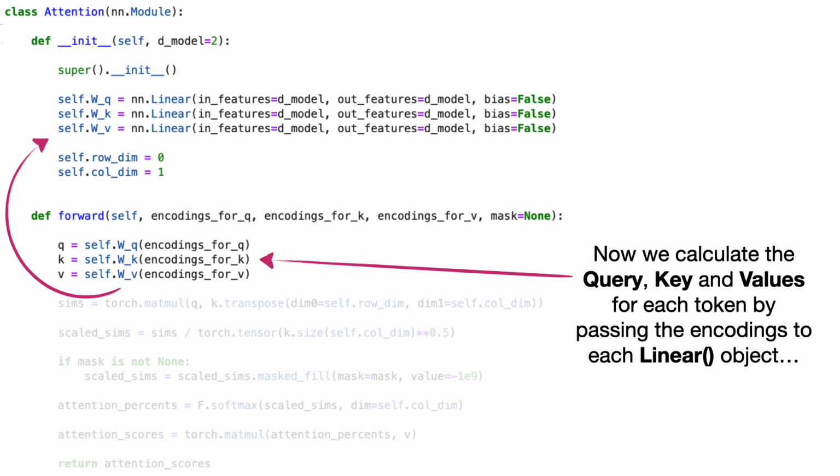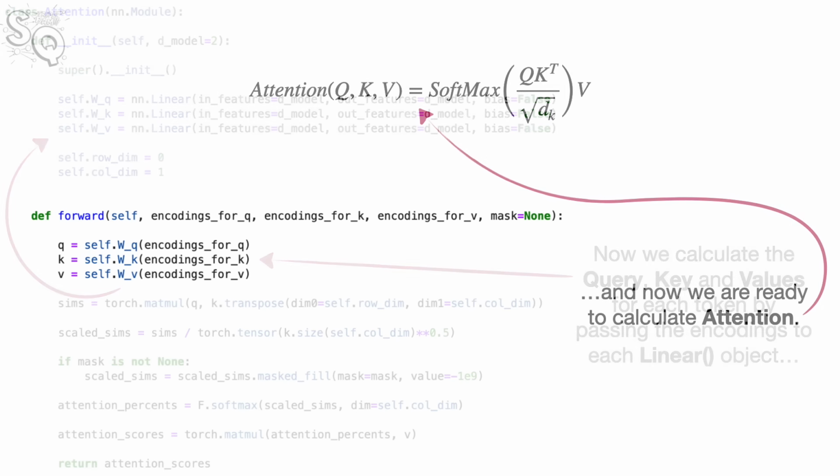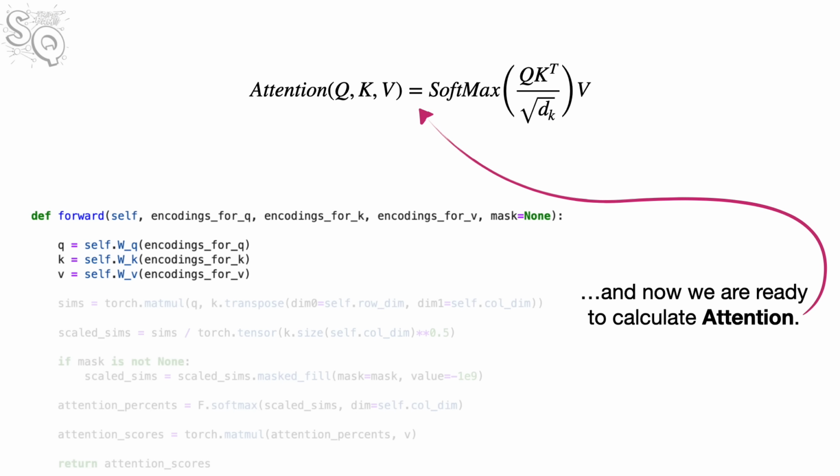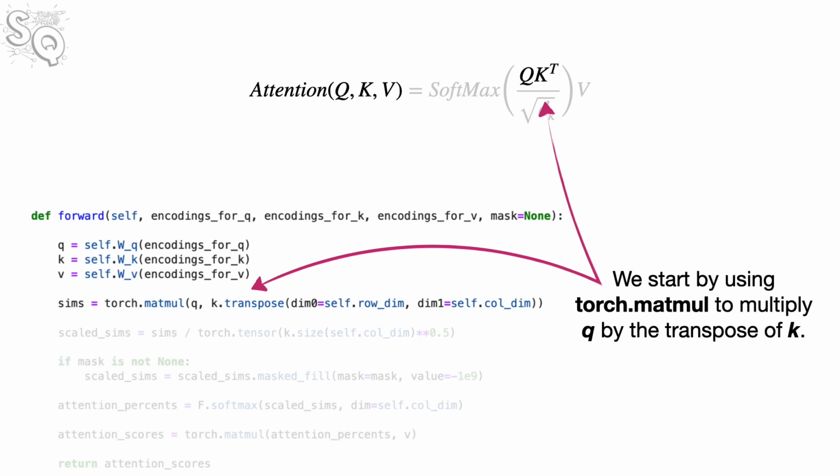Now we calculate the query, key, and values for each token by passing the encodings to each linear object. And now we are ready to calculate attention. We start by using torch.matmul to multiply Q by the transpose of K.